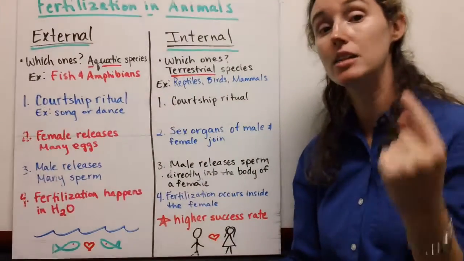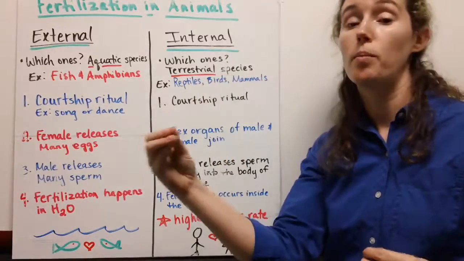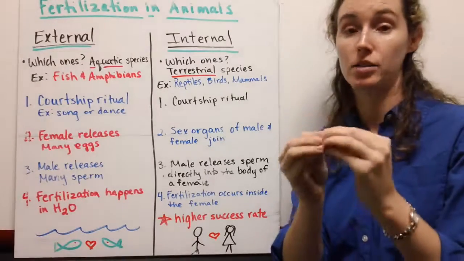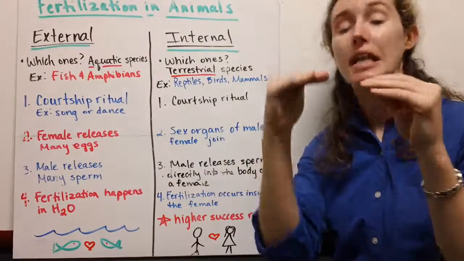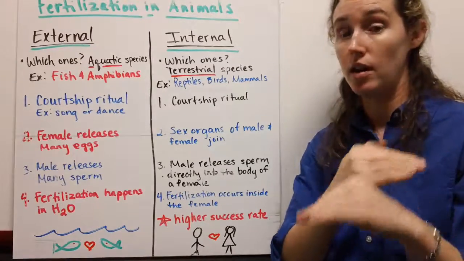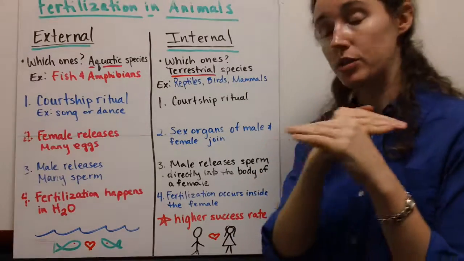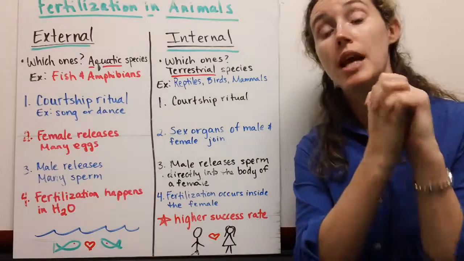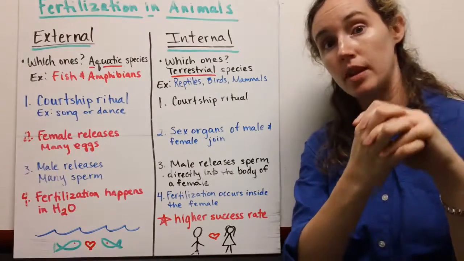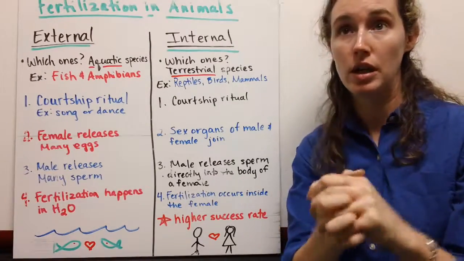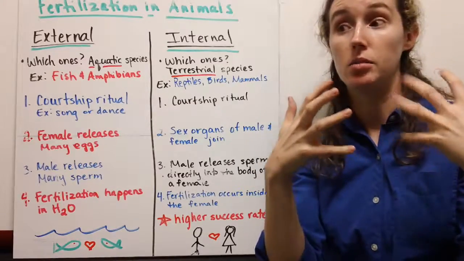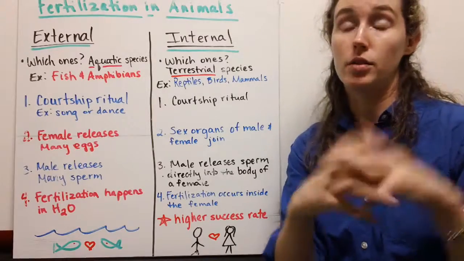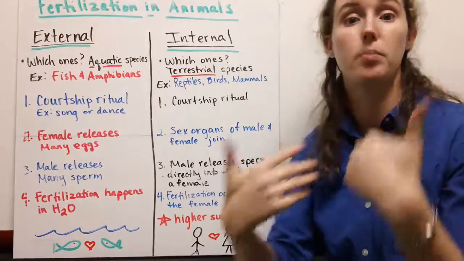And then in internal fertilization, the sex organs of the male and the female are actually going to join together, and the male is going to pass sperm directly from his body into the body of the female. And this is great because your fertilization is going to occur inside the female. So your fertilized egg is protected by the female's body until either it grows large enough and then is laid as an egg, or say you're a mammal, until the offspring grows to the point where it can be born completely.